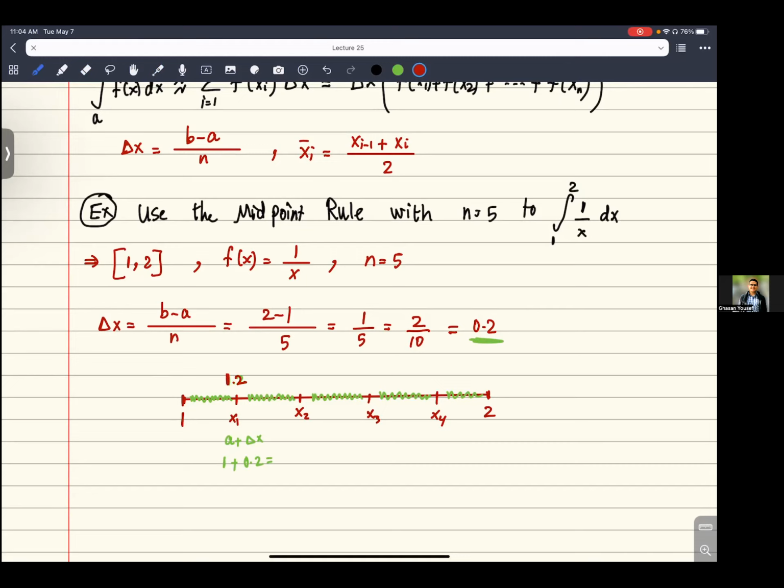Okay, the same thing for the other points. But instead of using the formula a plus 2 delta x, I'm going to just keep adding delta x each time. So for the next point, it will be what? 1.2 plus 0.2 is what?